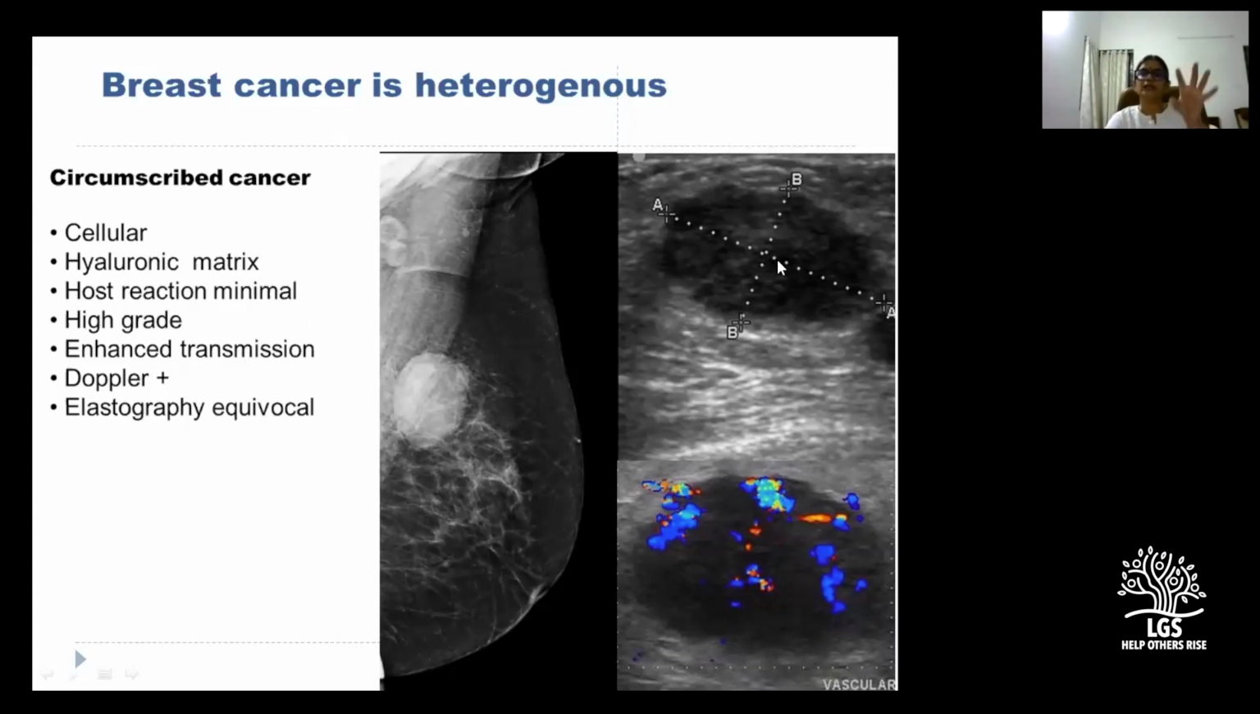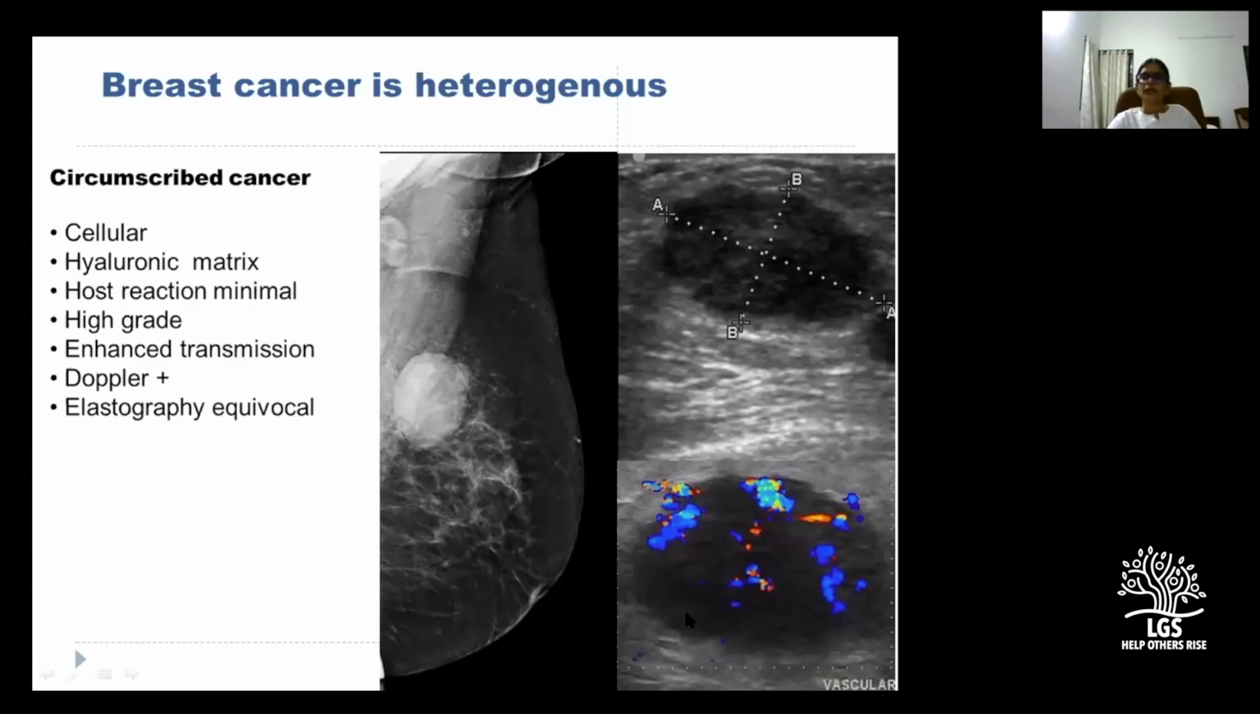Again, the transmission, as I said, depends on the fluid content. When the ultrasound passes through the lesion, because of the hyaluronic matrix within the tumor, which is more, and because of the cellularity, there is more water content within the cells, and because of that there is enhanced transmission. If you see, it actually lights up behind. The transmission is more enhanced, like you have fluid, and so these are all features of a high grade lesion.